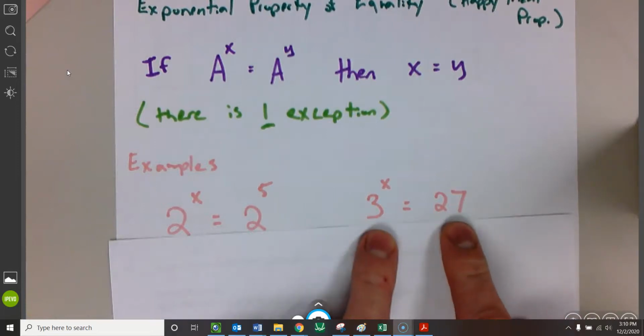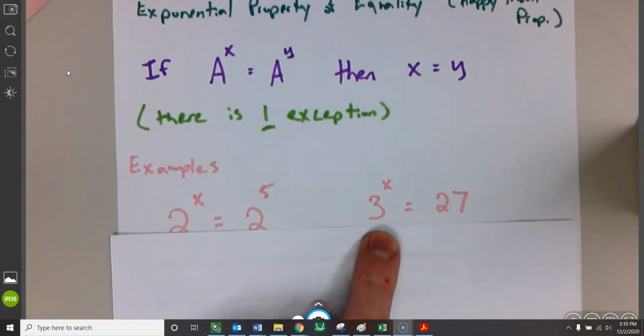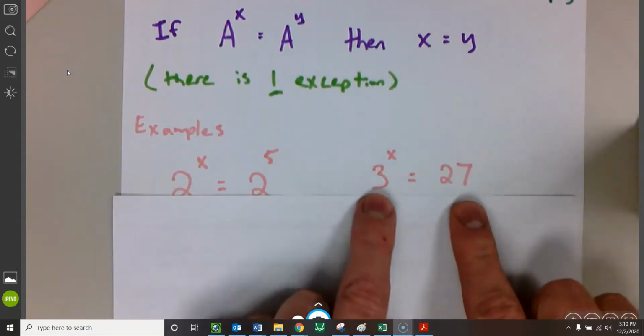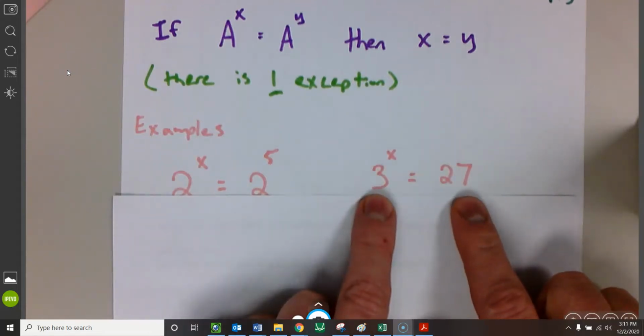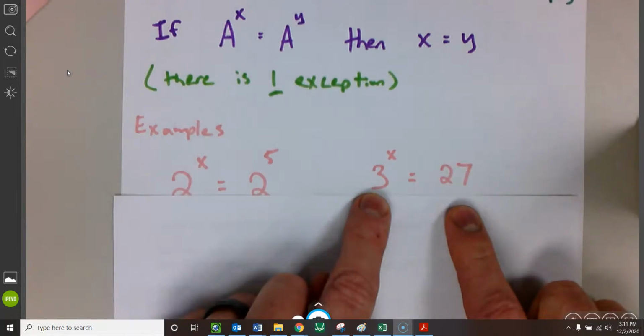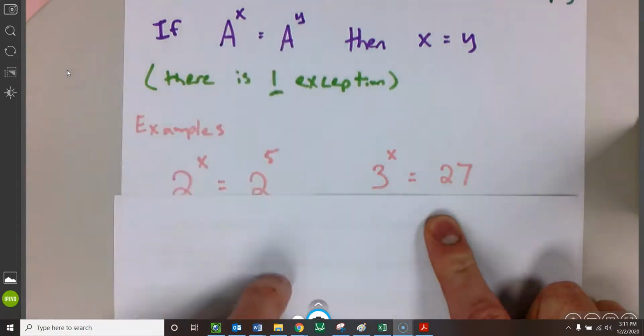Over here, we run into a bit of a quandary, kind of why this is a happy meal property problem. 3 to some power equals 27. Those are not the same boxes. They're not the same size box of happy meal. I can't say, well, x equals 1, the exponents are equal, because the bases aren't the same. Up here, the bases had to be the same.